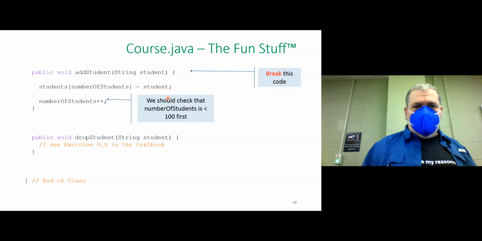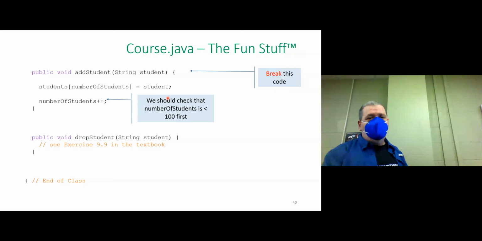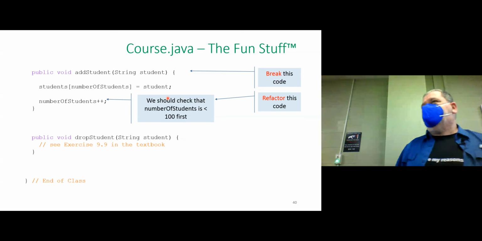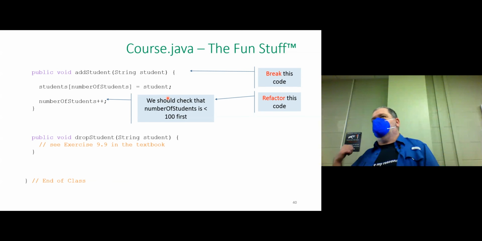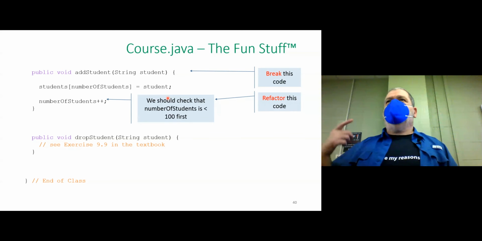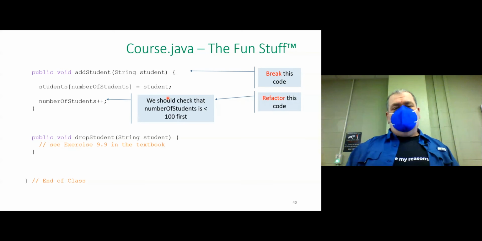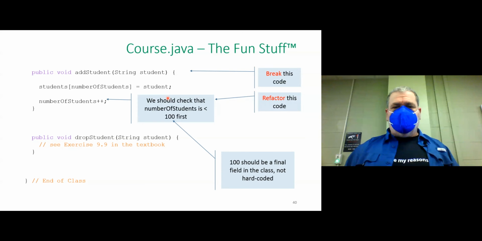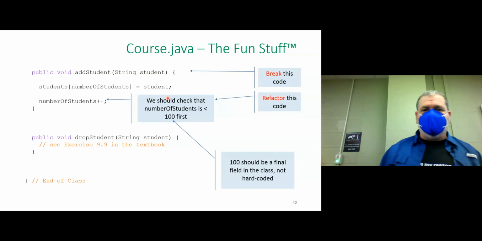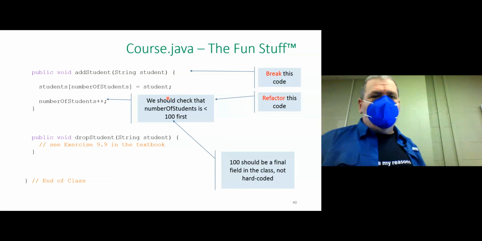Okay, so we can break this code. We should check that number of students is less than 100. But then less than 100, this is again what I was talking about last slide. You know, where is that 100 coming from? And why do I have 100 written here? Use a constant, something like that. A final static attribute, for example, in your class. That will be a lot better.